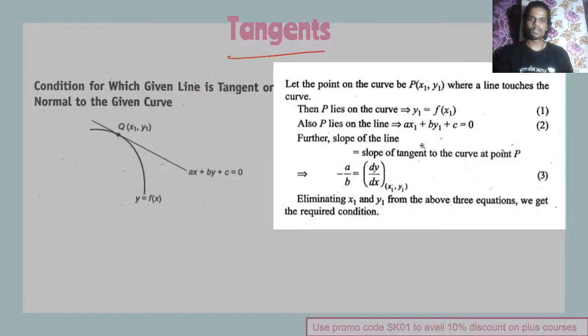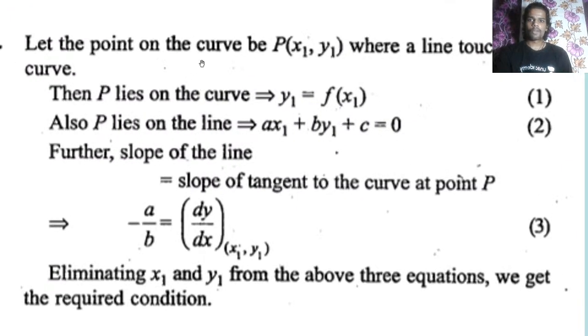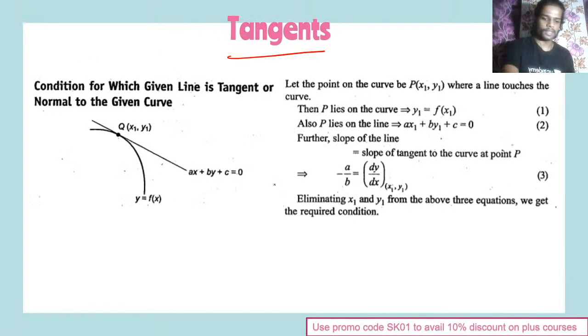Let the point on the curve be P(x1, y1), where the line touches the curve. Then P lies on this curve, which means this equation will be satisfied. Since P lies on the line as well, this equation will also be satisfied. So basically we have two equations, two variables. Further, the slope of the line should be equal to the slope of the curve. So we have to check all these conditions and see whether they are satisfied. So let us see this using an example.